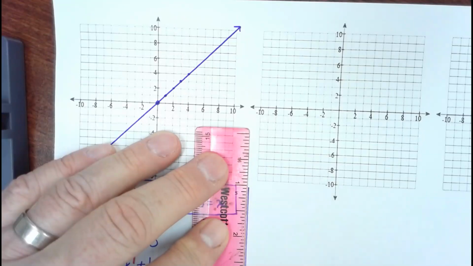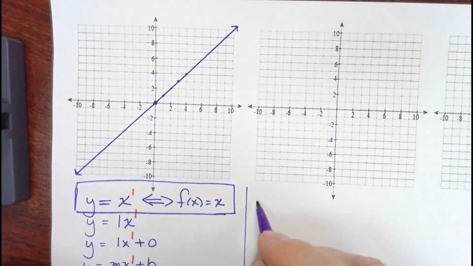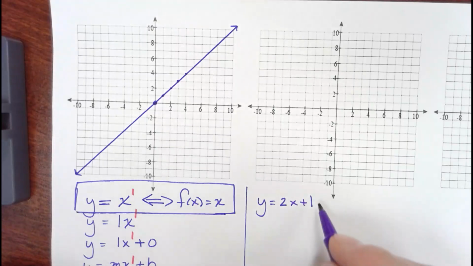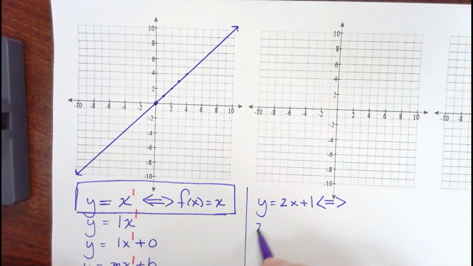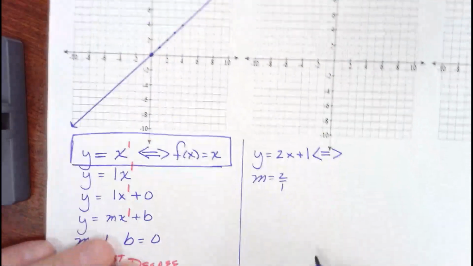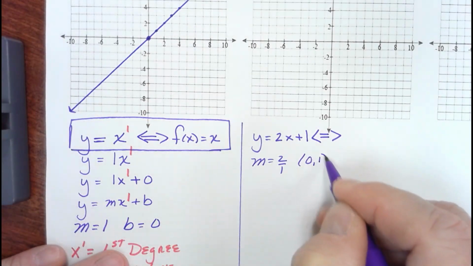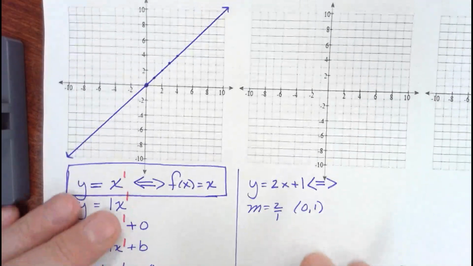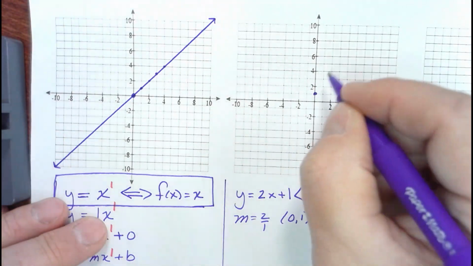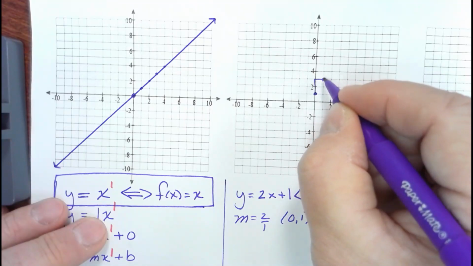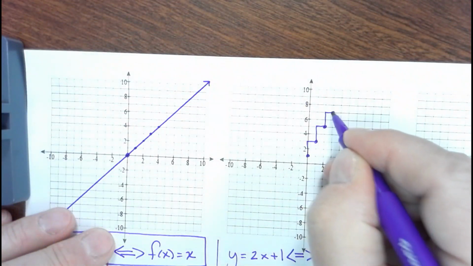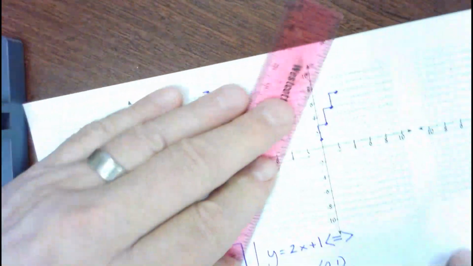On the second graph, if I say y equals 2x plus 1, I know my slope here is 2 over 1, and my y-intercept is 0, 1. So I'm going to start at 1. I'm going to rise 2, run 1, rise 2, run 1, rise 2, run 1, and then I'm going to draw my graph.